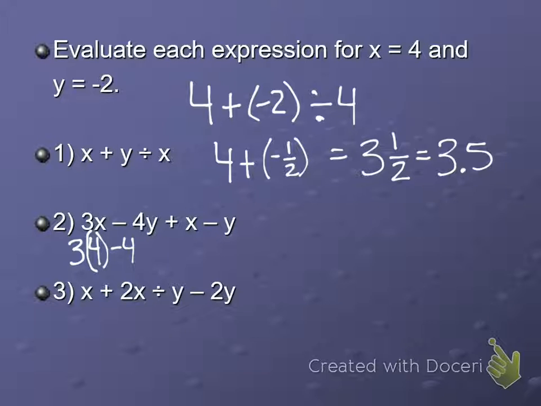Okay, same thing here. I see a lot of people turn this into a 4 minus 2. That's not right. That is 4 times y, so 4 times negative 2. Plus 4 minus negative 2 again. Are we all okay with substituting in?